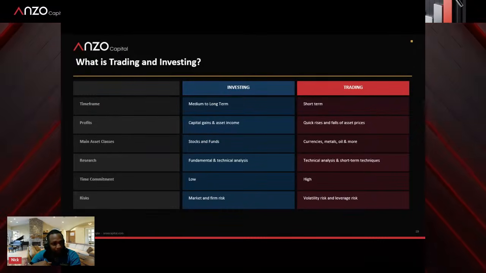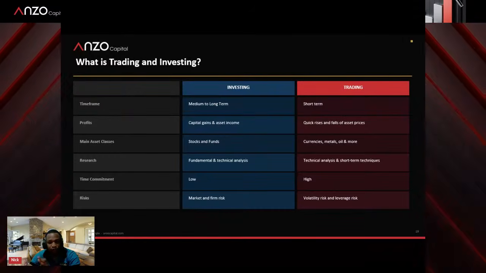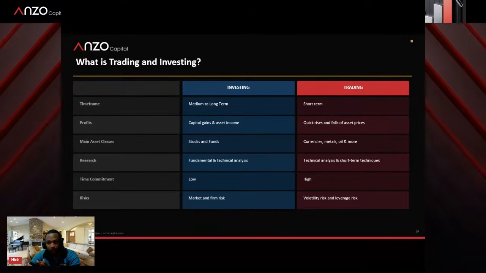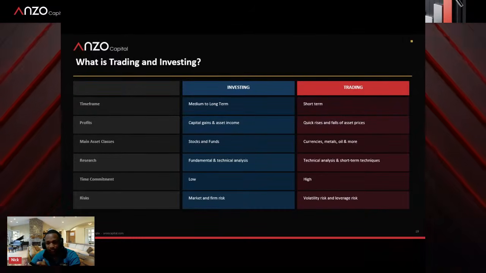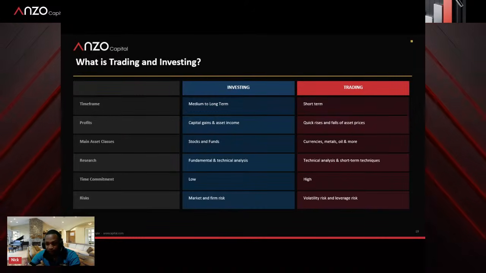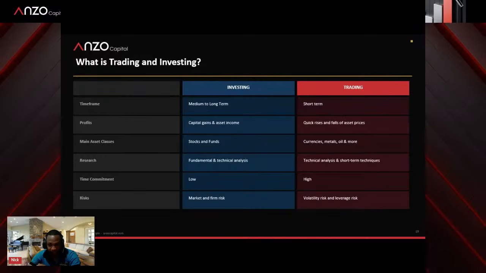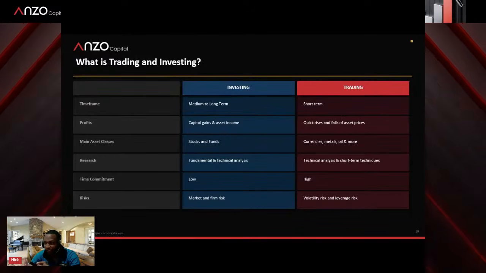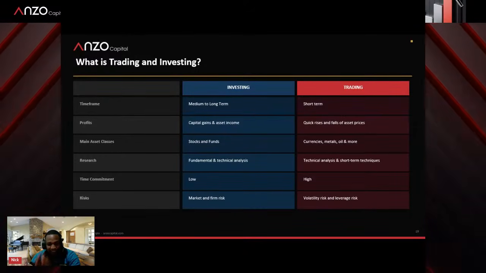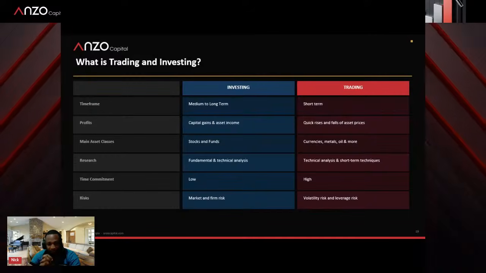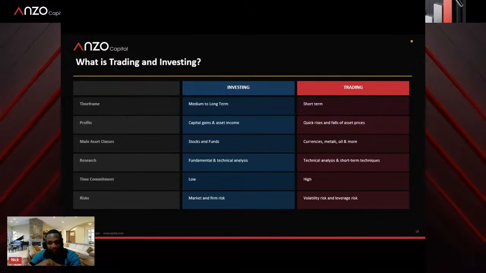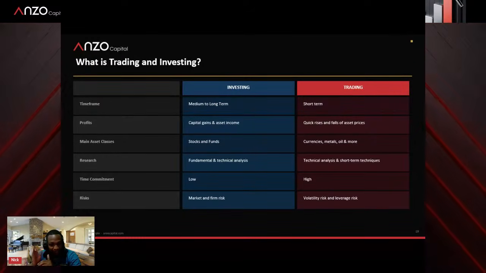On the third pillar, which is the main asset class, investing, you're looking at stocks and funds. And on the trading side, we're looking at currencies, metals, oil, and more. Like I said, we also have the XAU/CNY, right? Chinese yuan. For the first time, I've seen this: gold paired with the Chinese yuan in grams. You want to try that. All the gold funds, you want to try trading that.